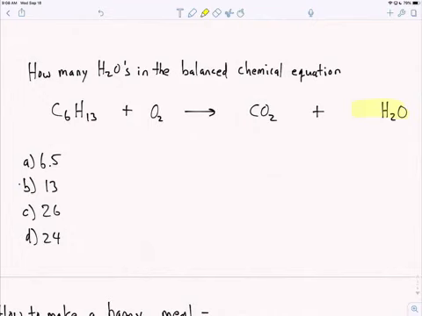Okay, I'm going to go around and try to help you, but how many people think it's A, 6.5? How many think B, 13? How many think C, 26? How many think D, 24? So we got 2 students voting for 26, and the rest have no idea. Okay, I'm going to come around. Anybody stuck? Okay, all right. Go ahead and turn around and form your groups.